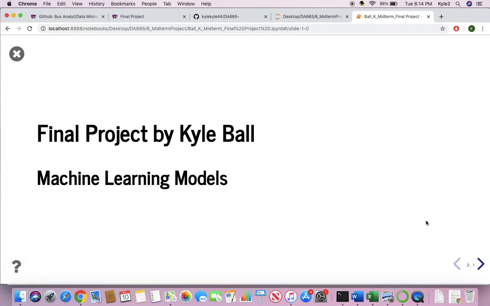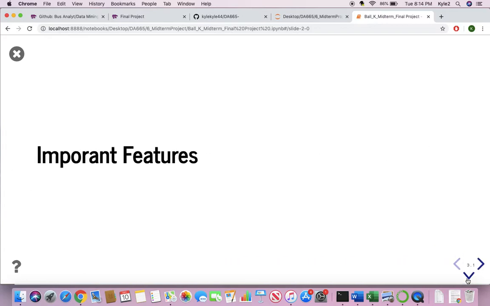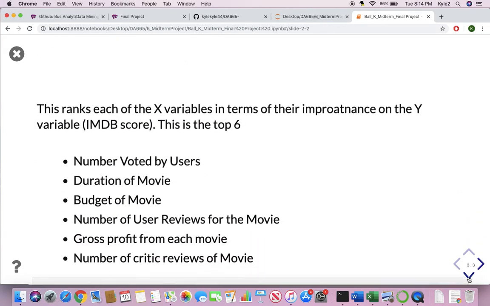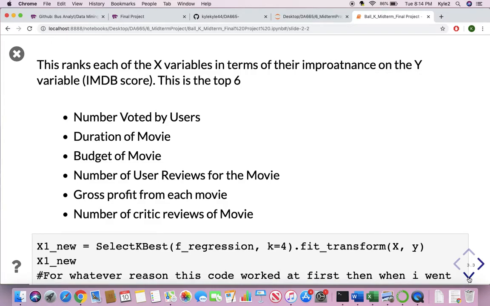So, final project, COBOL, machine learning models for the database of movies. Important features I want to start with first. I wanted to look at feature importance, see which variables were important, what to look for, and I found that these were the top 6: number voted by users, duration, budget, number of user reviews, gross profit, and number of critic reviews.